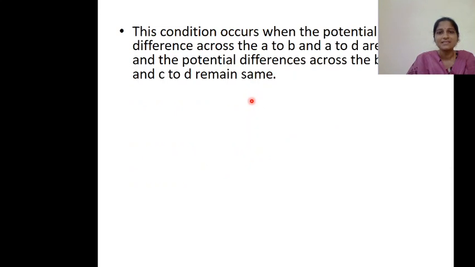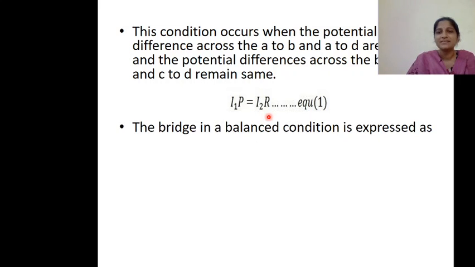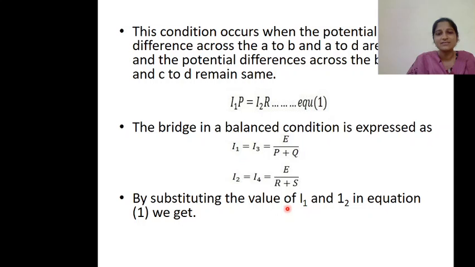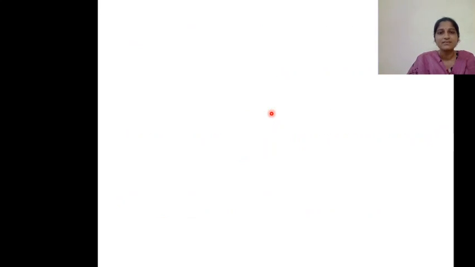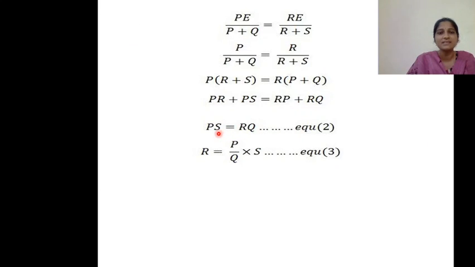So by applying the same condition, we can solve this equation. I1 P is equal to I2 R, and if the bridge is to be balanced, then I1 is the same as I3, that is equal to E by P plus Q, and I2 is equal to I4, which is equal to E by R plus S. Substituting these values of I1 and I2 in this equation, you will get P into E divided by P plus Q equals R into E divided by R plus S. By solving that equation, you will get PS is equal to RQ. This we have already studied.